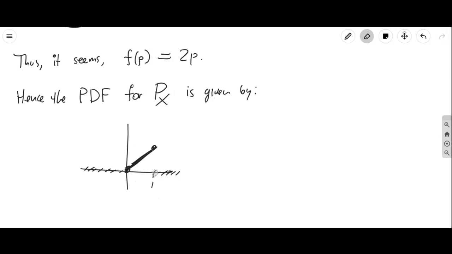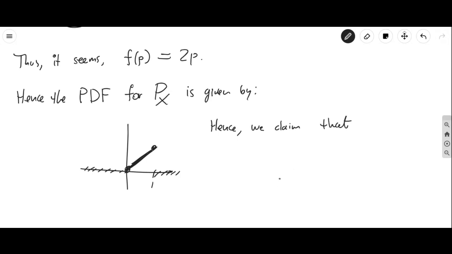We do not really care about what it does at the number 1 itself, because this is a probability measure that has no point mass, so we do not care what happens at a single point. But this is the way it goes. You can check that the area underneath this thing is exactly 1, because it's 1 across and 2 up. So the area of the triangle is exactly 1, which it is supposed to be.